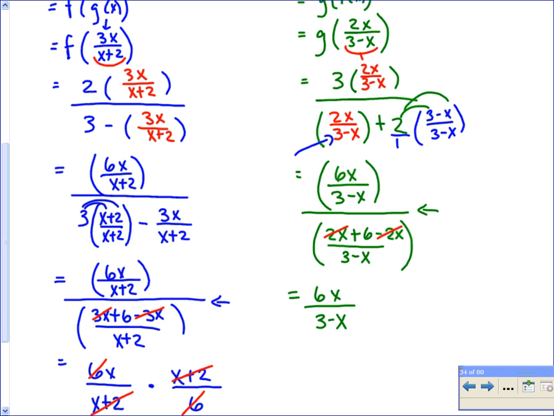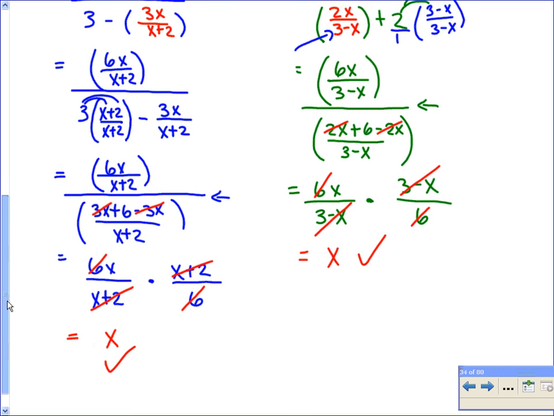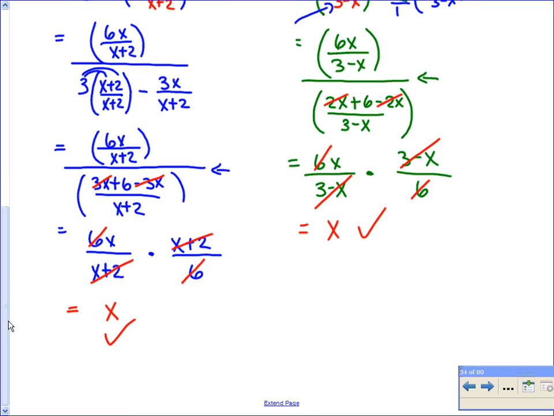I'm going to change the division again, which is here, to multiplication. Flip that second fraction, 3 minus x over 6. Again, you should notice that the 6's are going to cancel, and we end up with x again. Now, what that means is for g of f of x and f of g of x, we get x. So since we know that, then that means that these two functions are inverses of each other.